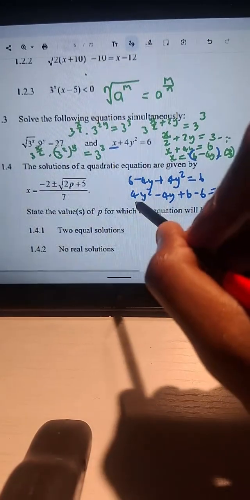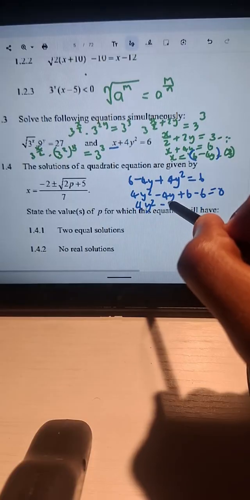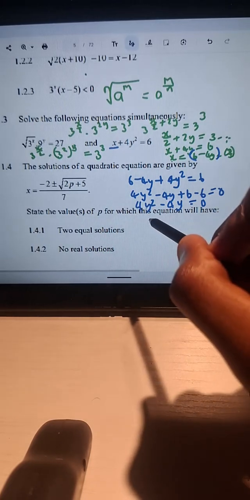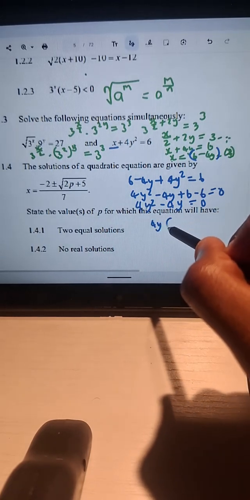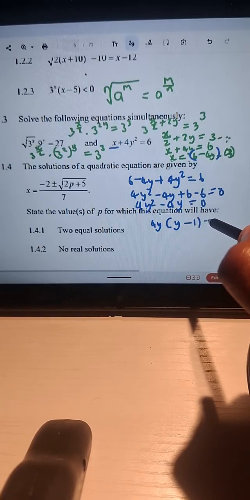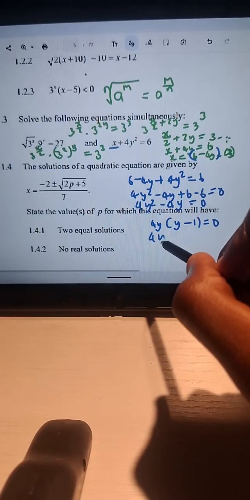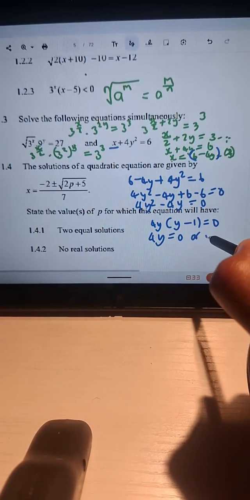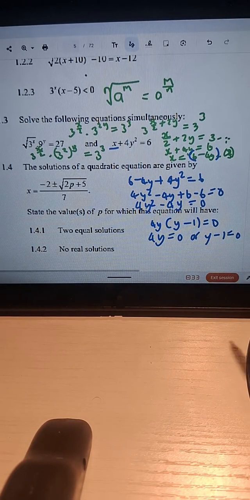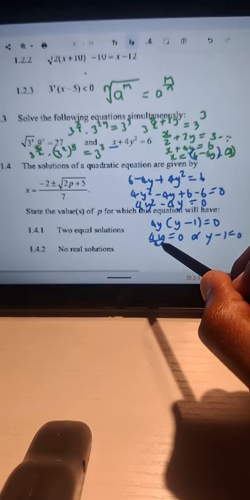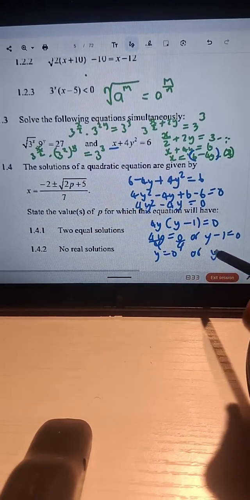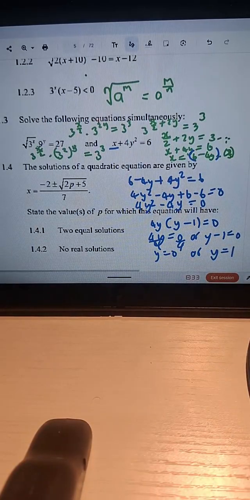Six minus six is 0. And you can take out the highest common factor, 4y, you get y minus 1. So 4y is equal to 0, or y minus 1 is equal to 0. When we get the 1, divide both sides by 4. So y is equal to 0, or y is equal to 1.